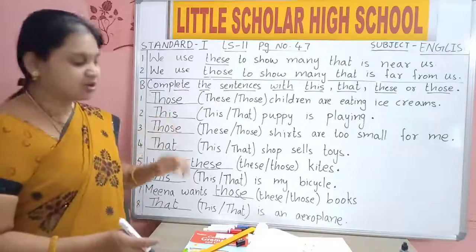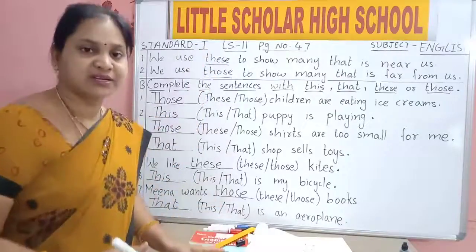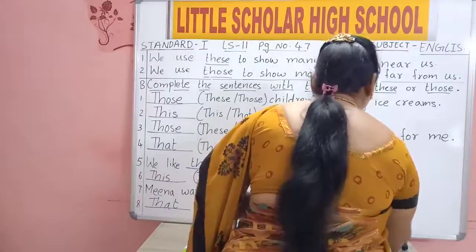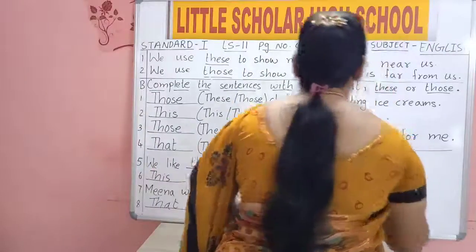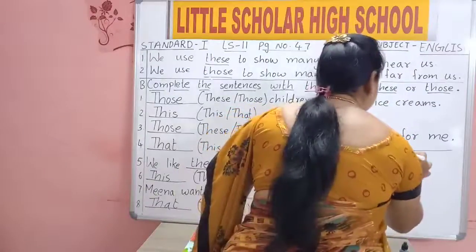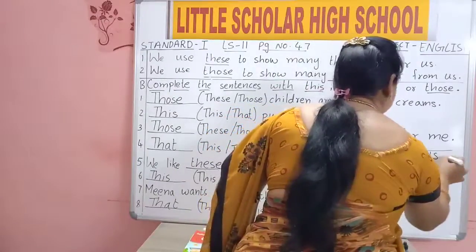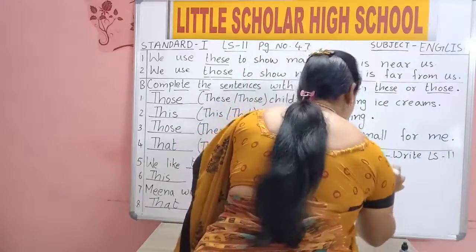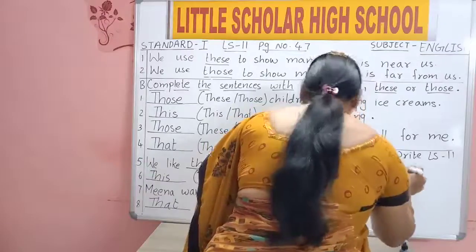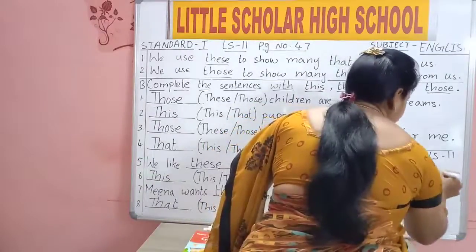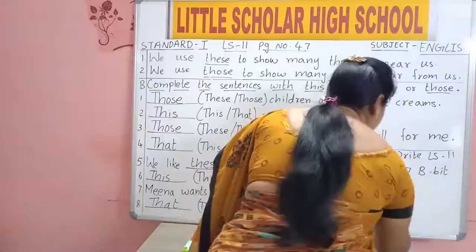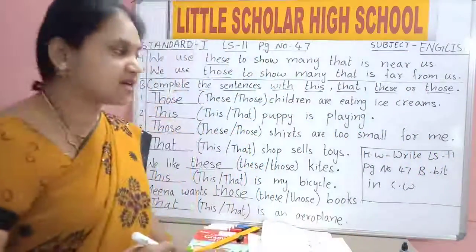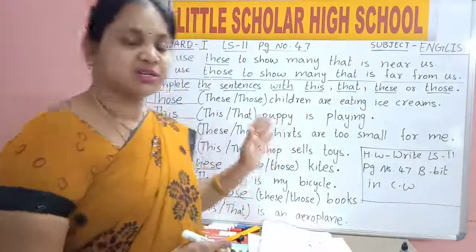Finish writing in the textbook. Your homework will be the same. You will write it in your classwork. H-W. Write. W-R-I-T-E. Lesson 11, page number 47, B bit in CW. You finished writing in the textbook now. I hope that you wrote the answers along with me in your textbook. You will copy and write it in your classwork neatly.